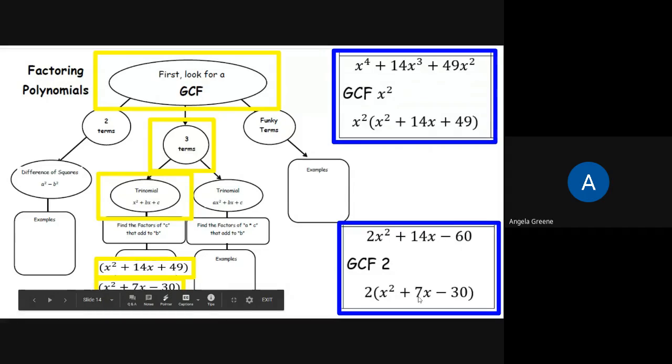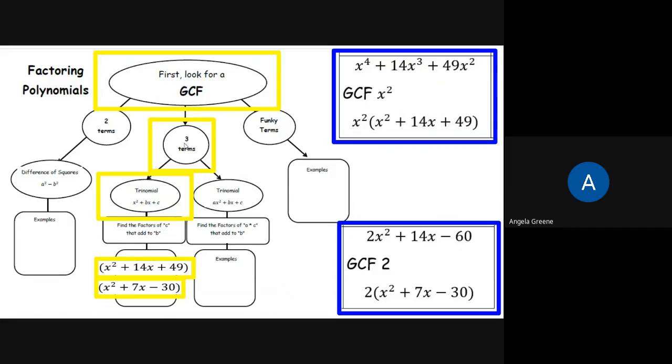So when I factor out the 2 inside the parentheses, I have an x squared plus a 7x and a minus 30. So are they completely factored? Well, notice how I've got three terms. And so I'm going to follow my three-term branch. And then from there, notice how they fall in this category of the x squared plus bx plus c.